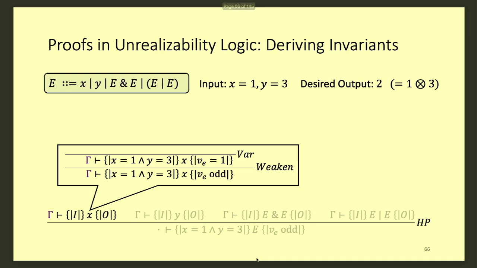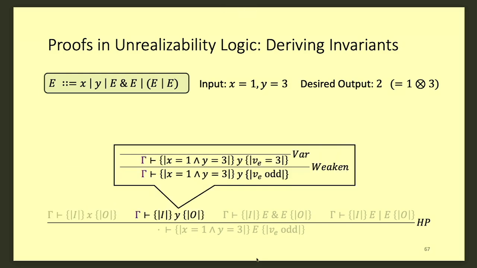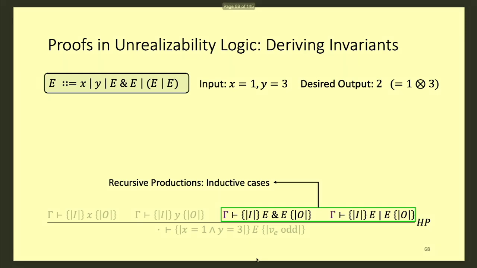And thankfully, in this case, it's really easy to do so, since my X is guaranteed to be 1, and clearly 1 is odd. Same thing goes for Y. So that's how you prove that the hypothesis is valid on the base cases. A bit more interesting are the inductive cases, which are given by the recursive productions of the grammar in general.